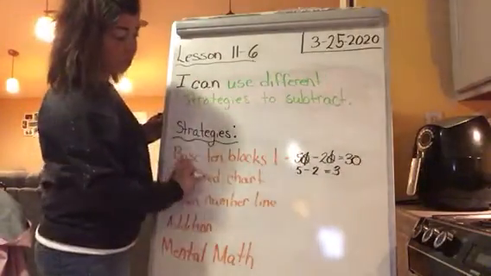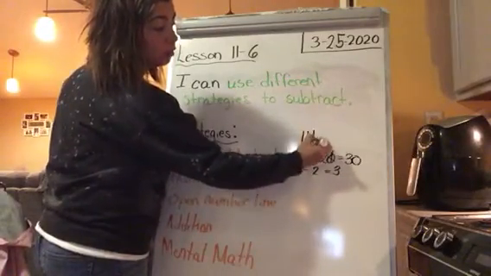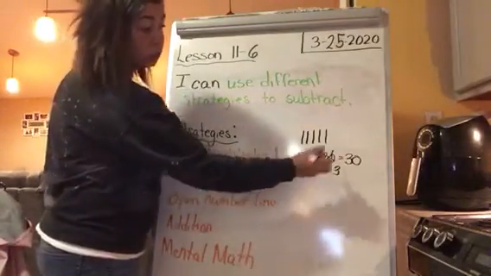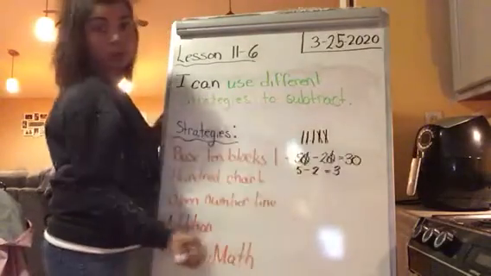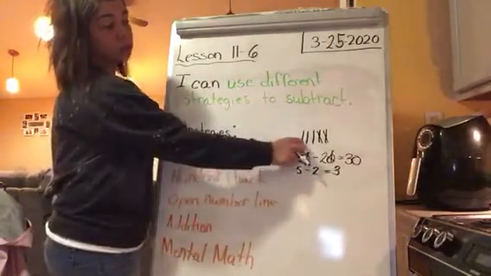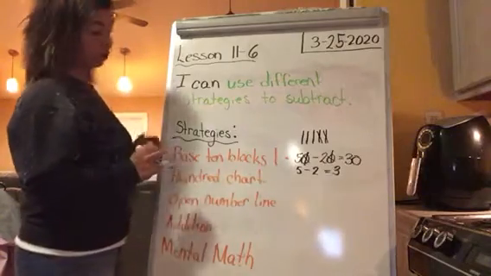So we use base 10 blocks. If we wanted to draw that out, we could say 1, 2, 3, 4, 5 tens. Take away 2 tens. So 1, 2. That leaves us with 1, 2, 3 tens. 10, 20, 30. So that is the base 10 block strategy.